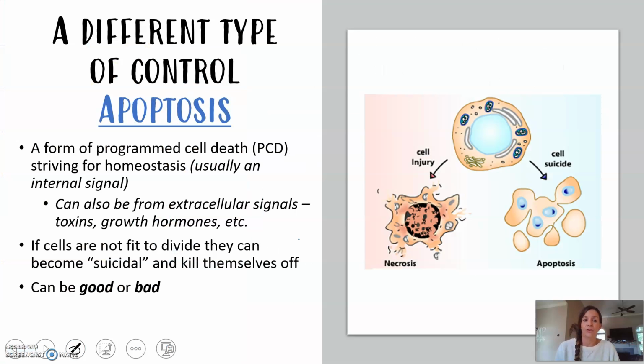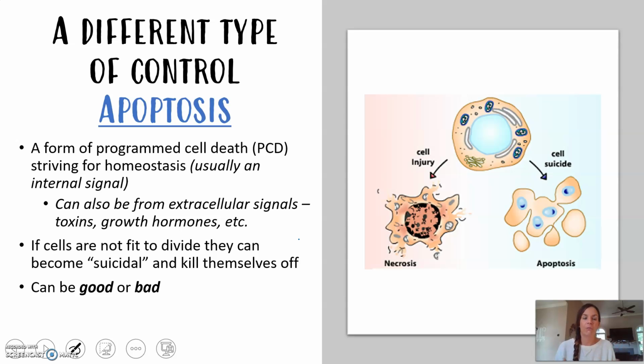One other type of cell control you need to be aware of is something called apoptosis. So this is actually programmed cell death. So this can be from an internal signal, which is usually the case. Usually the body gives a signal like this is not a good cell, it needs to die. But it can also be an extracellular signal as well from like a toxin exposure or like too many growth hormones, things like that. So cells though can also just kill themselves off.